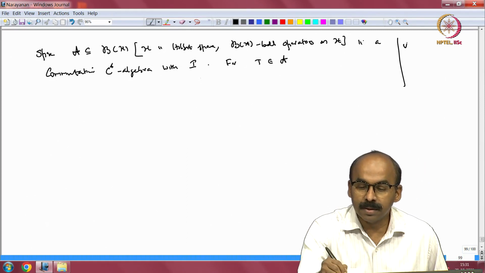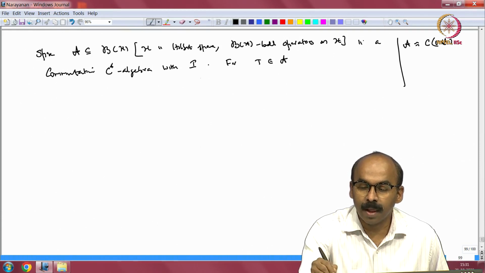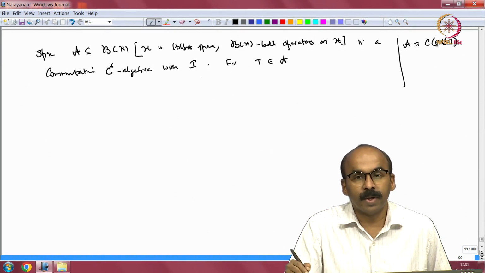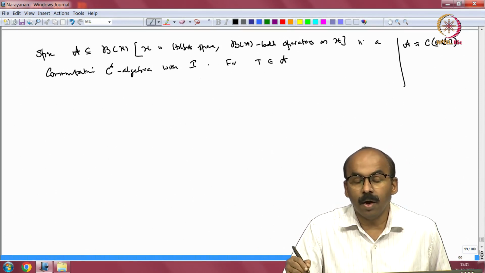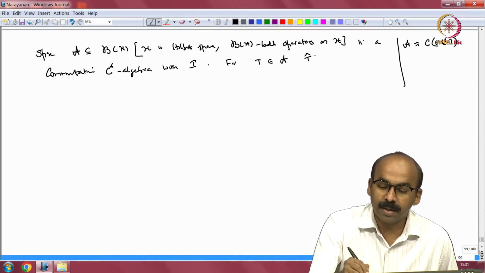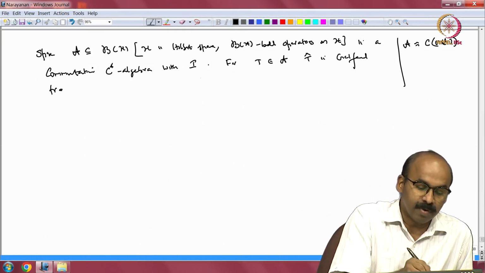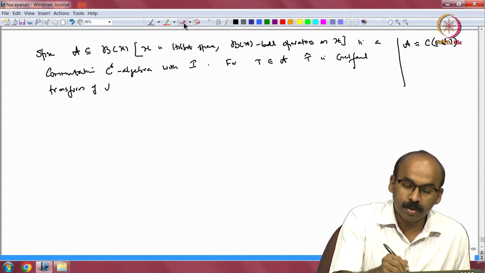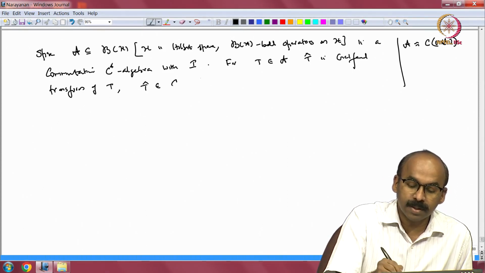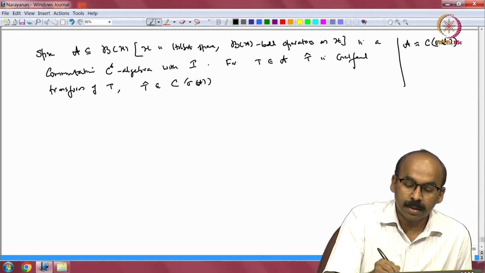Gelfand-Naimark theorem. So A is identified with continuous functions on sigma of A, right? That is the Gelfand transform, which is a one-to-one star isometric isomorphism. So for any operator T in A, there exists T hat, the Gelfand transform of T, and T hat would be a continuous function on the spectrum of A, right?